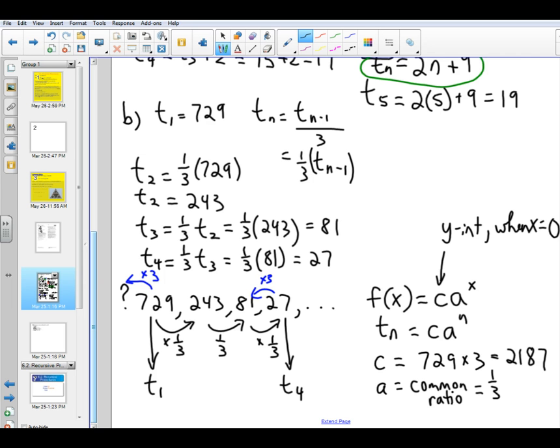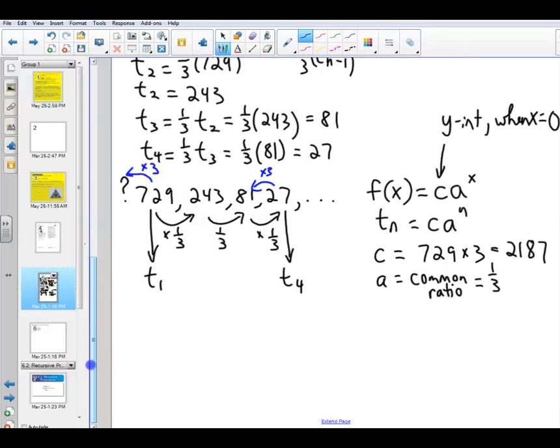Our common ratio is, of course, what the base value is, and we've already identified the common ratio moving forward in the sequence is 1/3, which means that our explicit formula would be nth term equals 2,187 times 1/3 to the power of the term number.